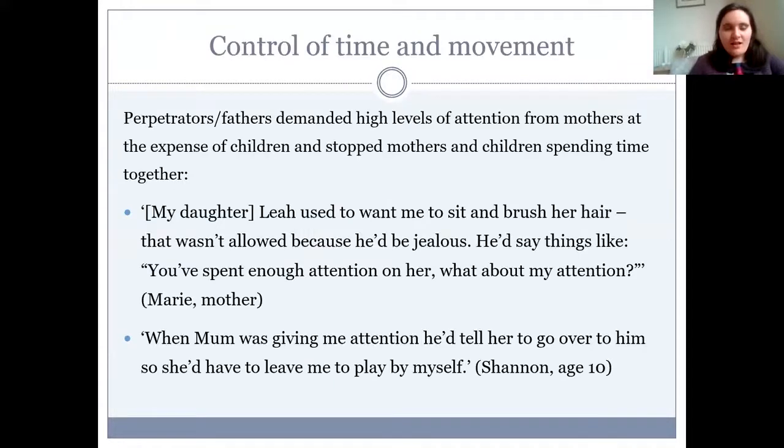So firstly, I found that the perpetrators were demanding high levels of attention from the mothers at the expense of the children. My daughter Leah used to want me to sit and brush her hair, but that wasn't allowed because he'd be jealous. He'd say things like, "You spent enough attention on her, what about my attention?" When Mum was giving me attention, he'd tell her to go over to him, so she'd have to leave me to play by myself.